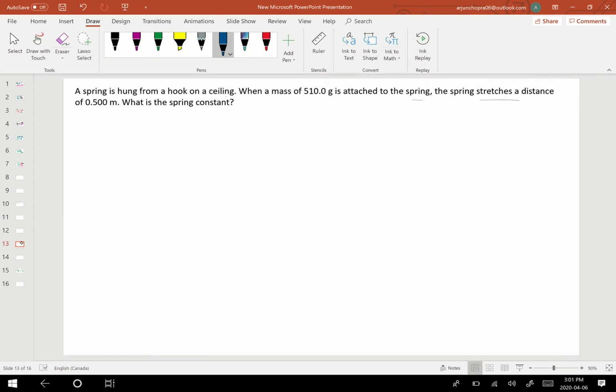So the spring is hung from a ceiling. The mass is 510 grams, which is 0.510 kg, and it stretches a distance of 0.5 meters. We wanted to find the K value, the spring constant, and the displacement is 0.5 meter. In this question, he's not telling us anything about the direction, although the direction is pretty obvious: it is moving in the downward direction. So we can consider it as negative from the equilibrium position.